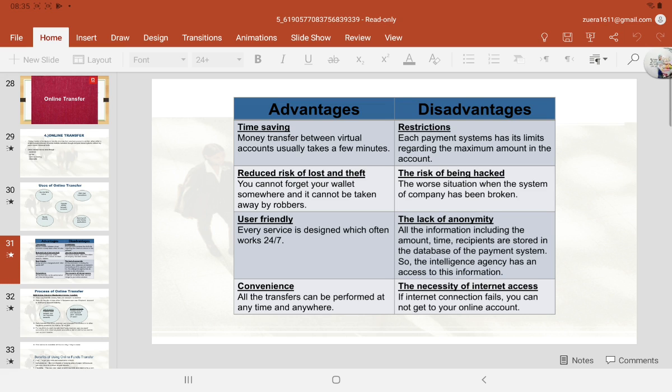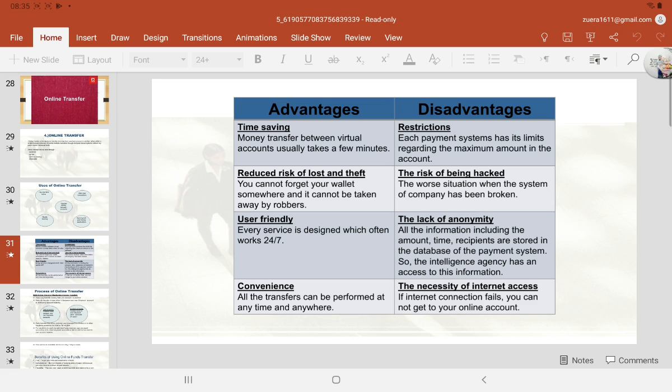Then what are the disadvantages of the online transfer? There are certain restrictions. Sometimes the account has a limit or maximum amount. And the risk of being hacked or scammed is very high for the online transfer, because the worst situation is when the system of the company has been broken. So it can be not very safe for customers to transfer the money to a third party.